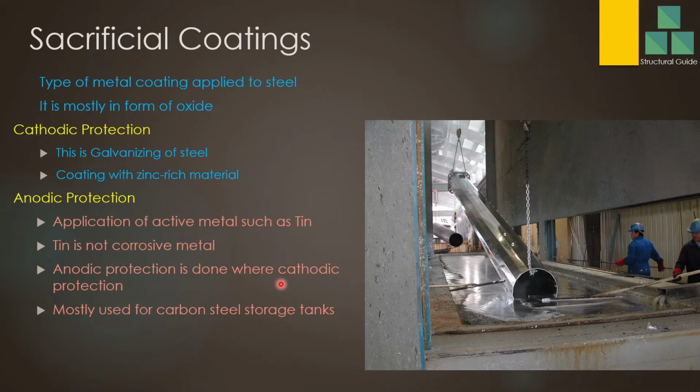Cathodic protection, that also we can use. Application of an active metal like tin can be done. Tin is not a corrosive material. So anodic protection is done where the cathodic action is there. So the cathodic protection we use mostly for carbon steel storage tanks.